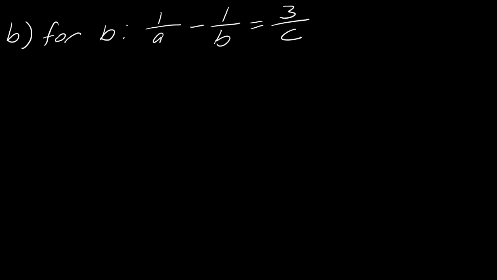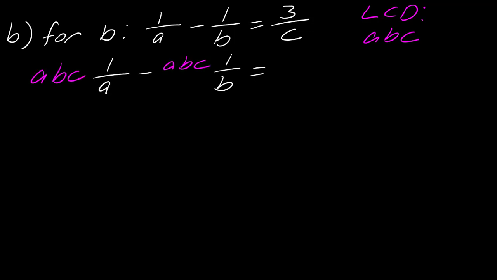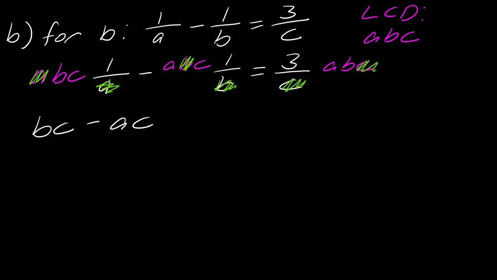Okay, so once again, I'm going to start by multiplying by my LCD of ABC. So let me go ahead and just set up the problem with all that written out. So now I can make my cancellations. This A will cross out this A, this B will cross out this B, and then this C in here. So now I'm left with BC minus AC equals 3AB.